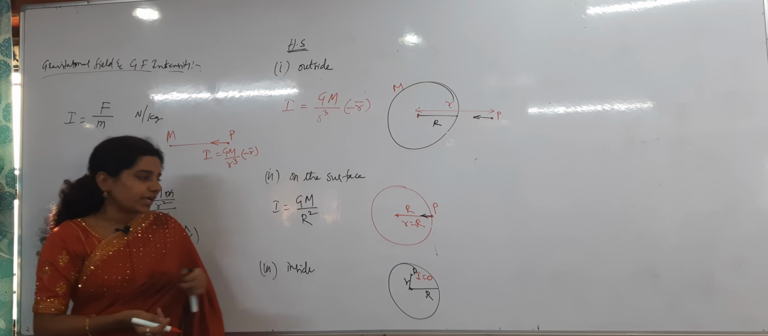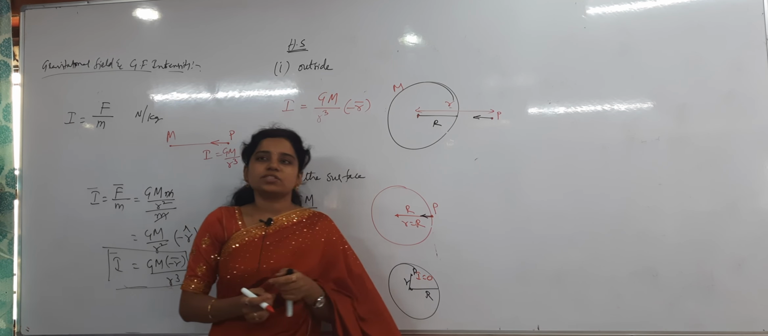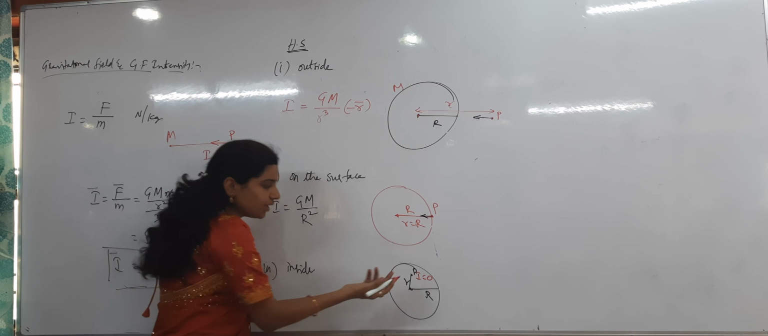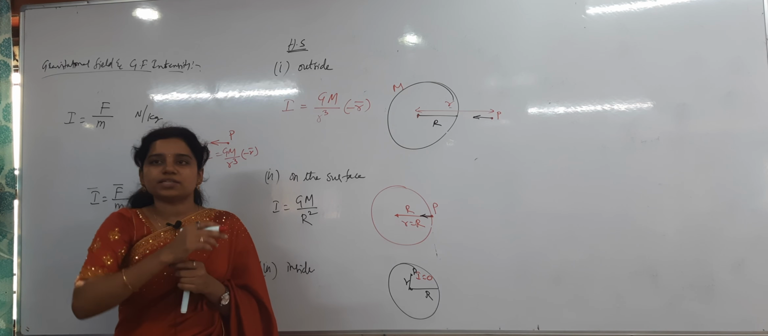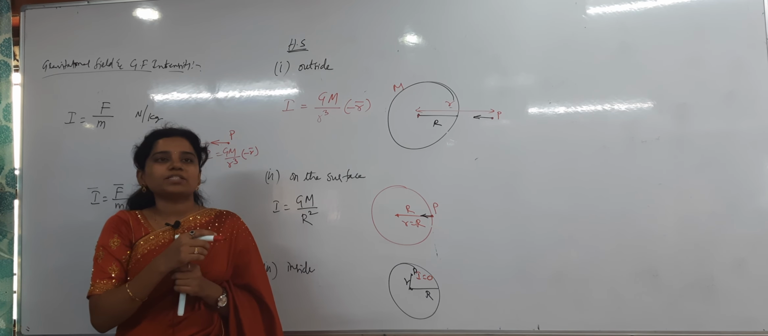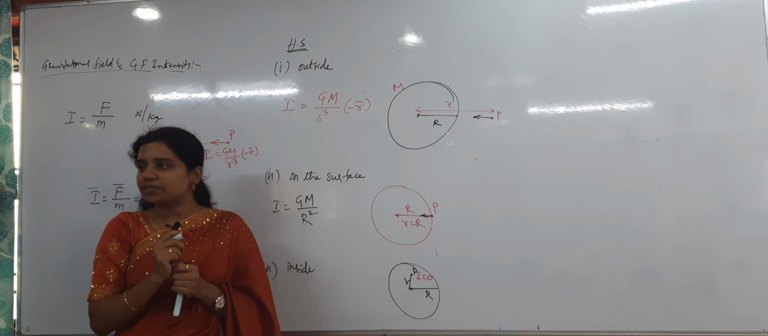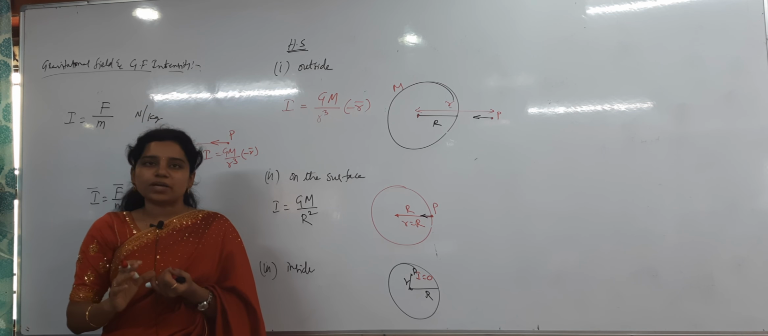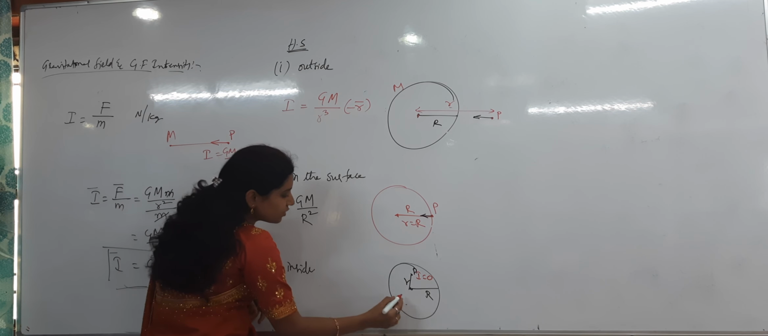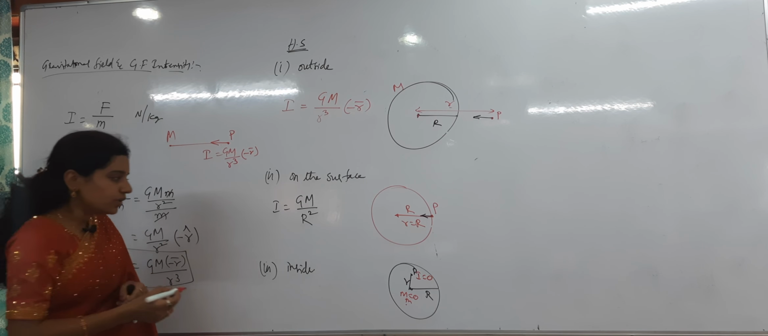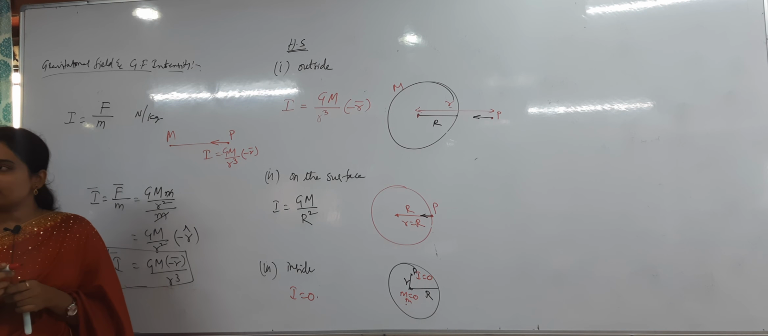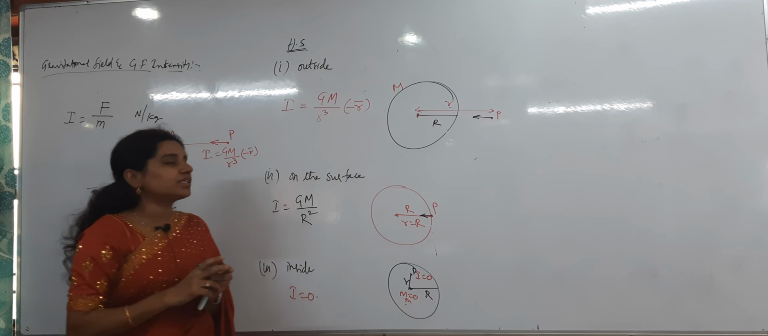Inside means don't take small r again, don't take it as Gm by r cube into minus r. Inside means, how much is the mass? For the hollow sphere I said, where is the mass present? Only on the surface. Inside, is there any mass? Nothing is there, air is there. There is no mass. So the mass inside is 0. So the intensity is 0. Clear everything?